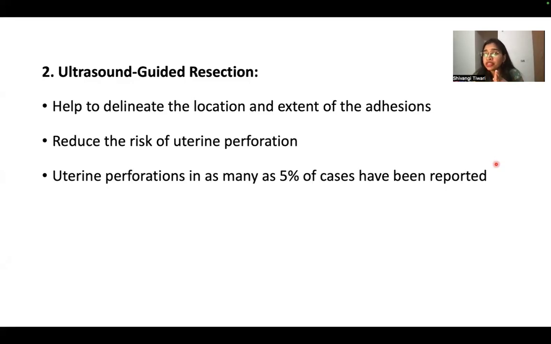Next, we can do ultrasound guided resection. When we do ultrasound guided dissection, it helps to delineate the location and the extent of the adhesions. It reduces the risk of uterine perforation. But uterine perforation in as many as 5% of cases has been reported, even with ultrasound guided resection.